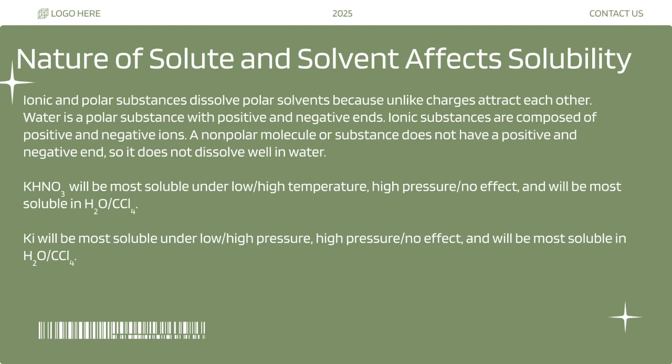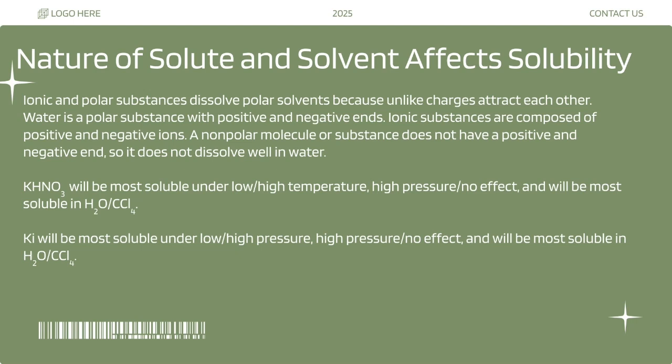Nature of solute and solvent affects solubility. Ionic and polar substances dissolve in polar solvents because unlike charges attract each other. Water is a polar substance with positive and negative ends. Ionic substances are composed of positive and negative ions. A nonpolar molecule or substance does not have a positive and negative end, so it does not dissolve well in water.